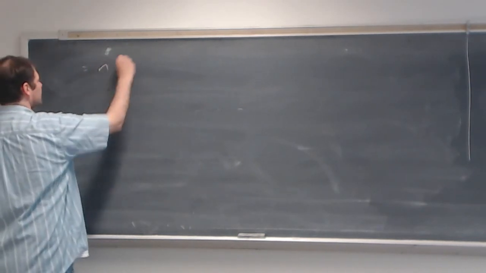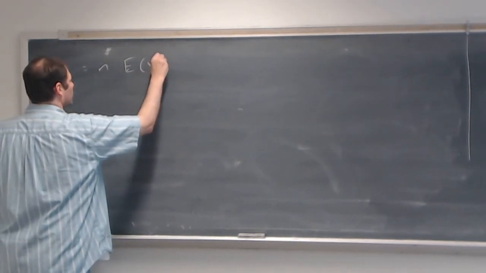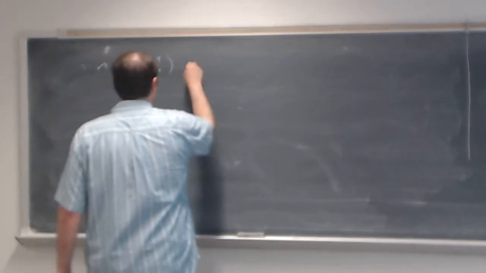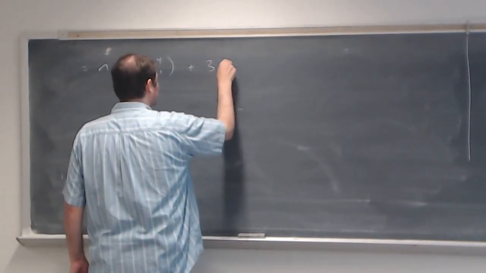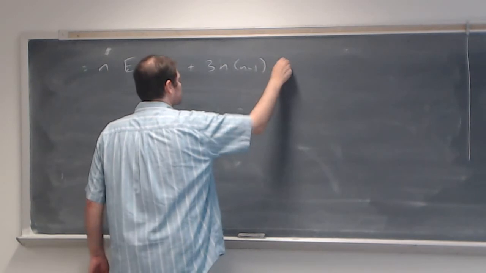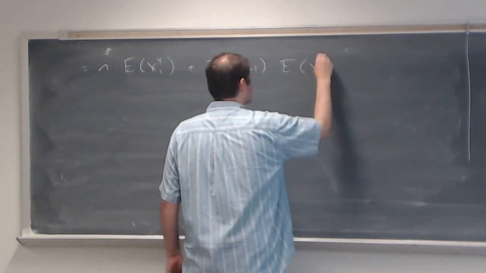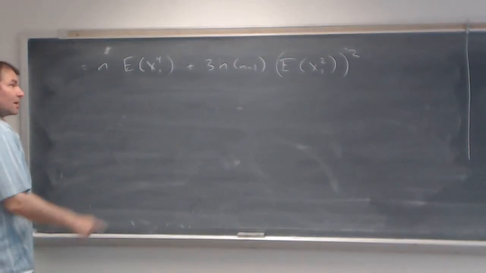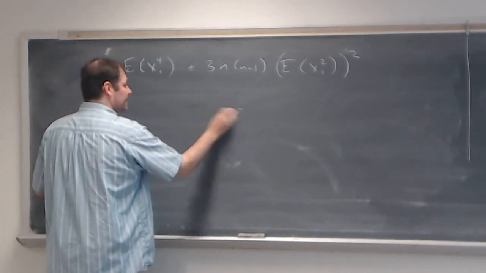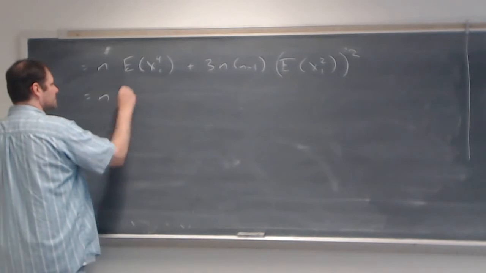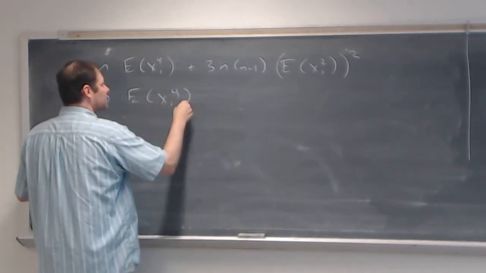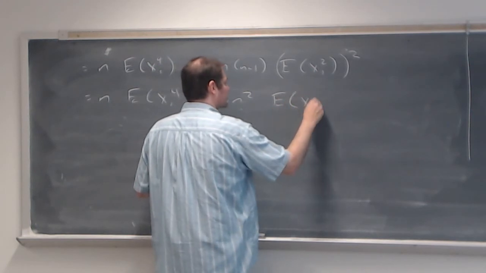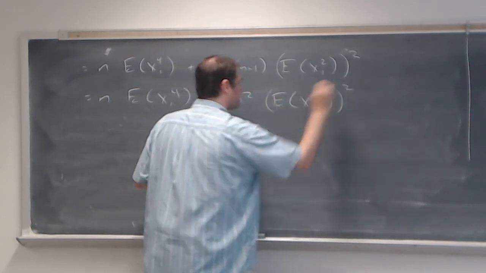Well, this is equal to n times the expected value of x sub 1 raised to the 4th, assuming that's finite. Here we have plus 3 times n times n minus 1 times the expected value of x sub 1 squared, quantity squared. Well, n minus 1 isn't as big as n, so I'm going to replace that with n. Just n times the expected value of x sub 1 raised to the 4th plus 3n squared times the expected value of x sub 1 squared, quantity squared.